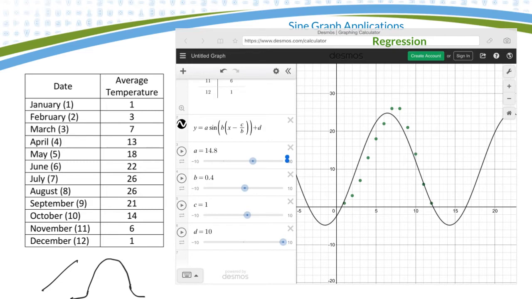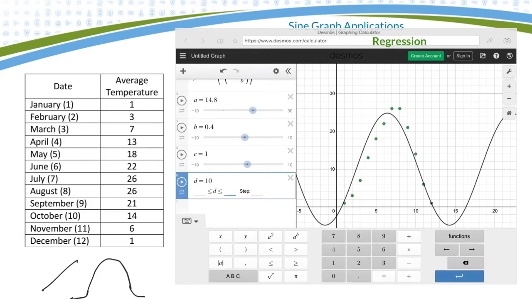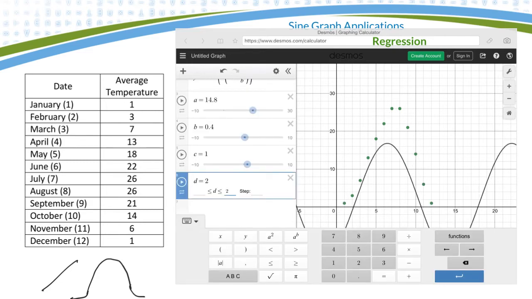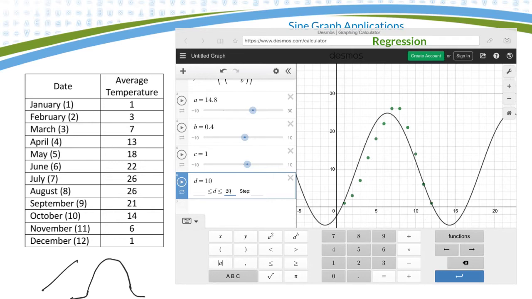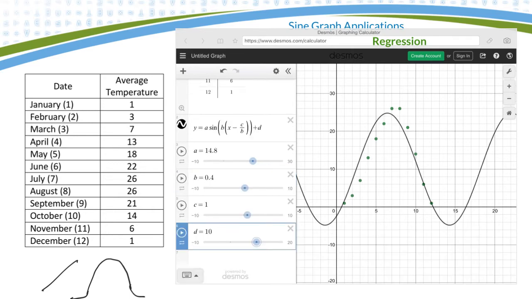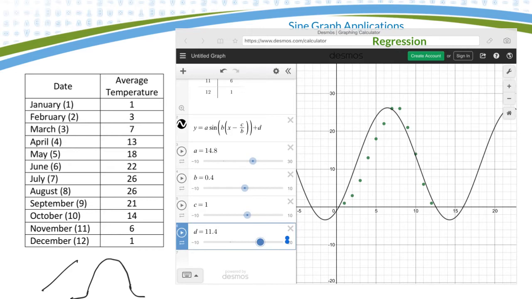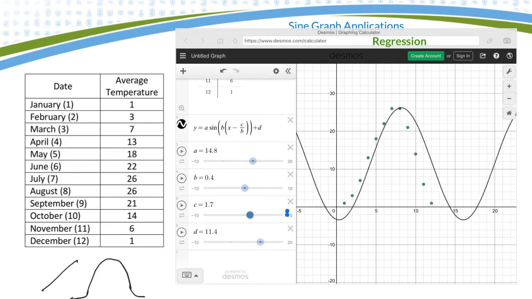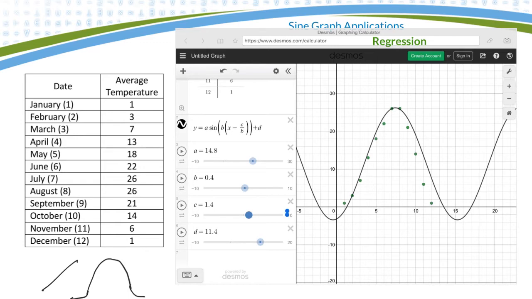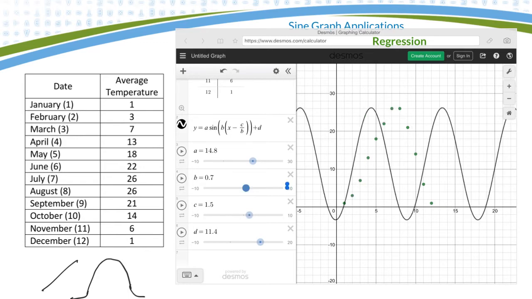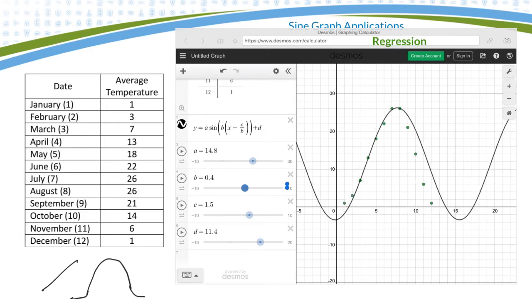We'll have to move that up more. Let's go to maybe 20. There's an option there. Okay, so let's go up just a touch. And then move over a bit. Oh, and it's a bit too far, so the period's got to shrink a little bit.